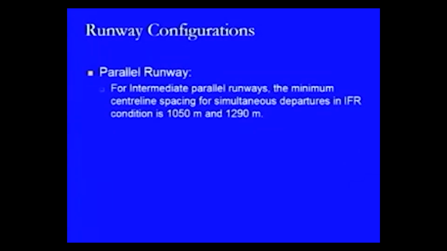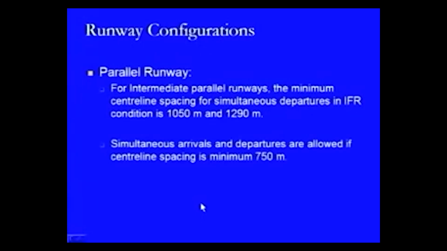In the case of intermediate parallel runway, the minimum center line spacing for simultaneous departures in IFR condition has to be 1050 meters and 1290 meters. Simultaneous arrivals and departures are allowed if the center line spacing is minimum 750 meters, because in that case it will become independent of each other.